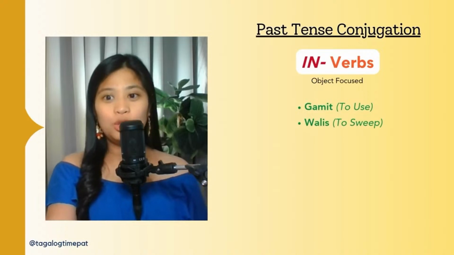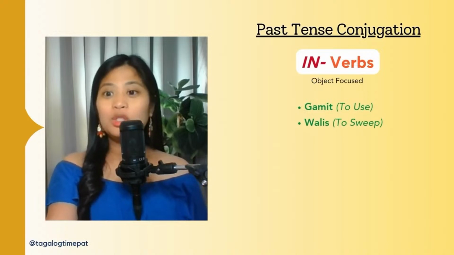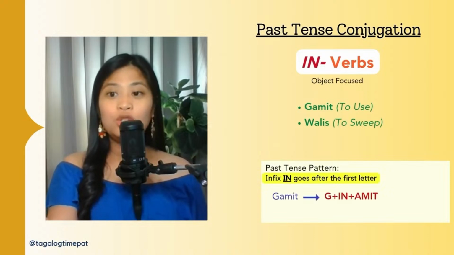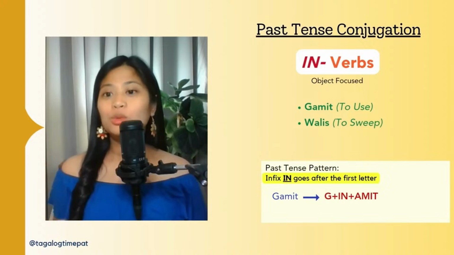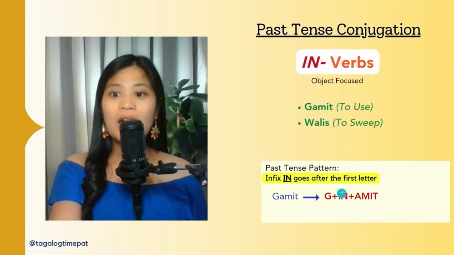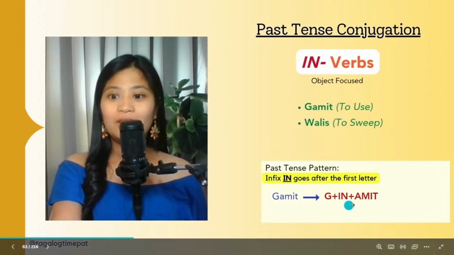Gamit means to use. Walis means to sweep. In the past tense, the infix in goes after the first letter. So gamit, to use, in the past tense is ginamit. Ginamit ko, I used something. So you can see in just goes after the first letter.